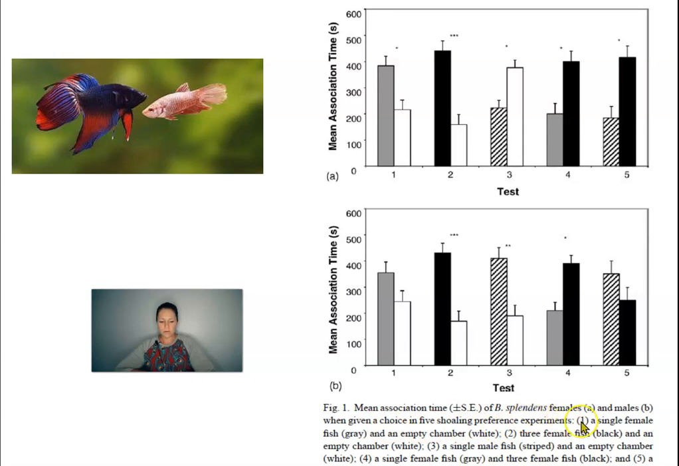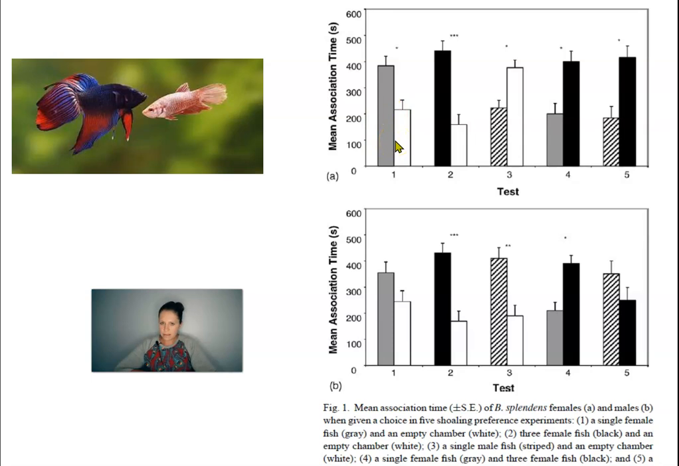And so you can go through and you can say, okay, test number 1 was a single female versus an empty chamber. Test number 2 was a group of 3 females versus an empty chamber. Test number 3 was a single male versus an empty chamber. Okay, so already you've got an idea of what's going on. Here we've got females, and they're given a choice.